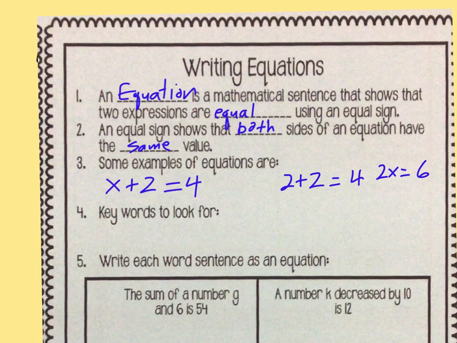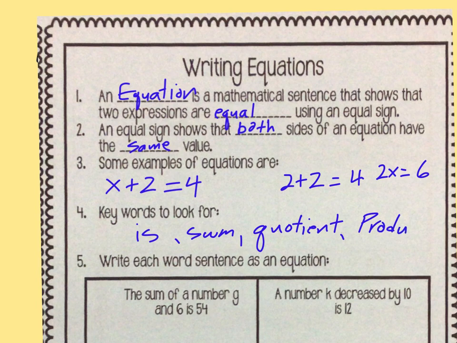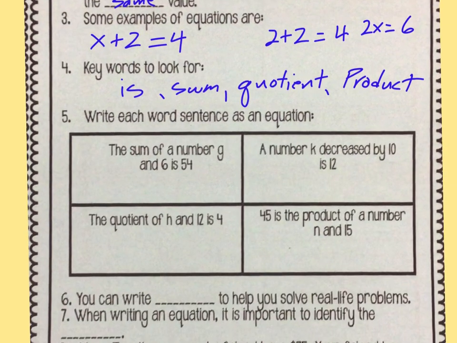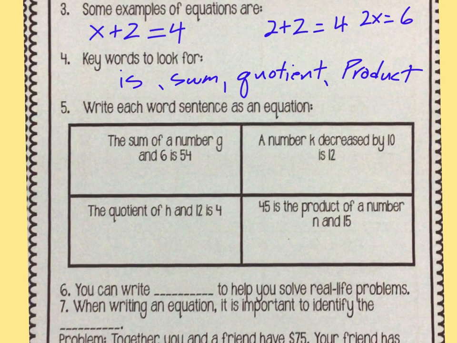Keywords to look for is a big one. Sum, quotient, product. All of those words mean that we're getting something. We're getting that whatever we have is equal to the answer. So all of those words mean equation. Okay, so how do you write some of these word sentences as an equation?